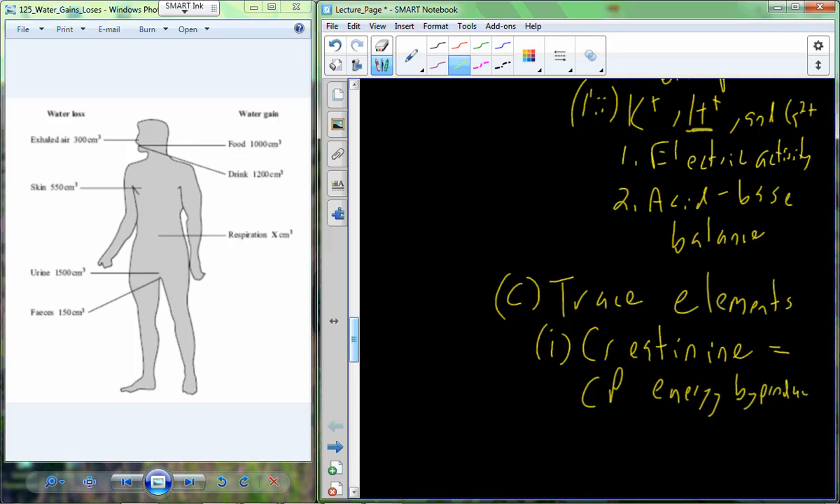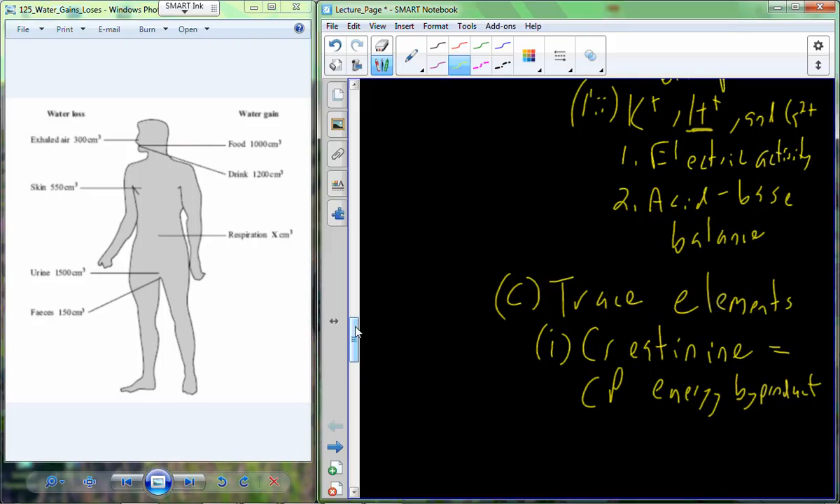There's a trace element called creatinine, and creatinine is a byproduct of the creatine phosphate energy system. So if your creatine phosphate system is working well, you should only have small amounts of creatinine. If you have problems with the heart, creatine and creatinine can actually change levels with a myocardial infarction, or heart attack. The other thing creatinine can tell us is that we know about how much creatinine should be generated in a 24-hour time period. This can also be used to measure the effectiveness of your kidneys.